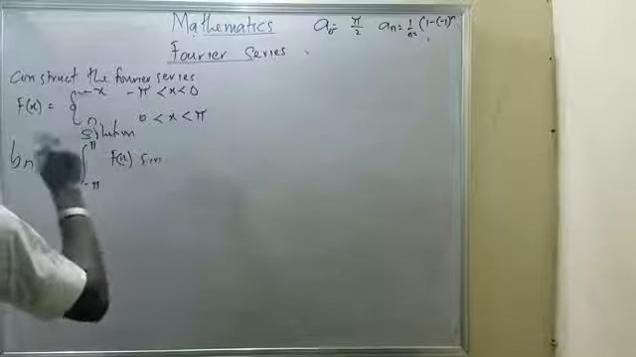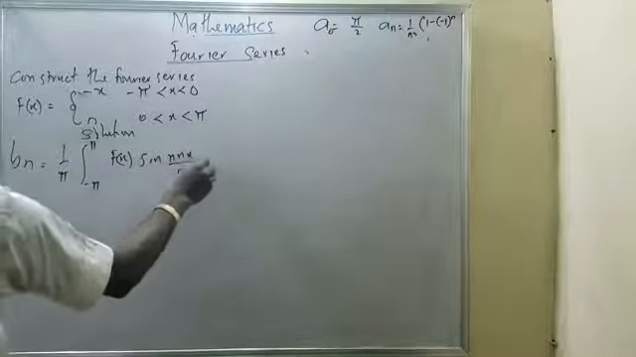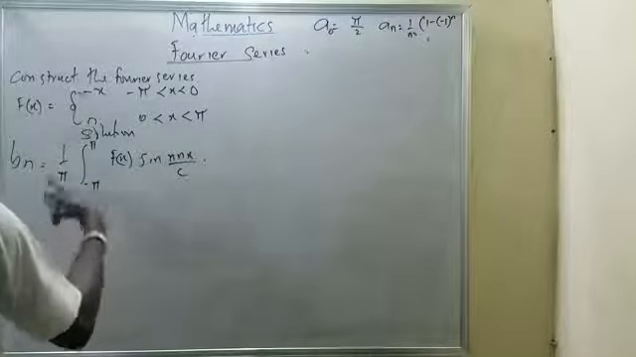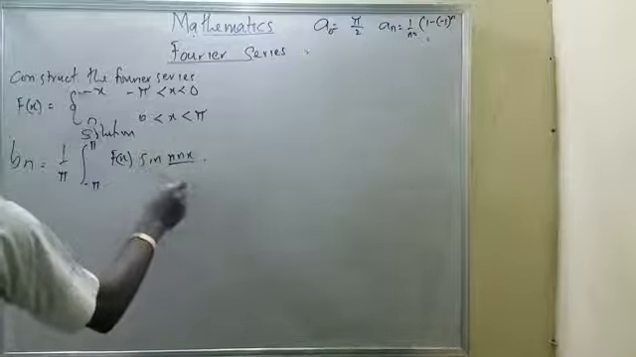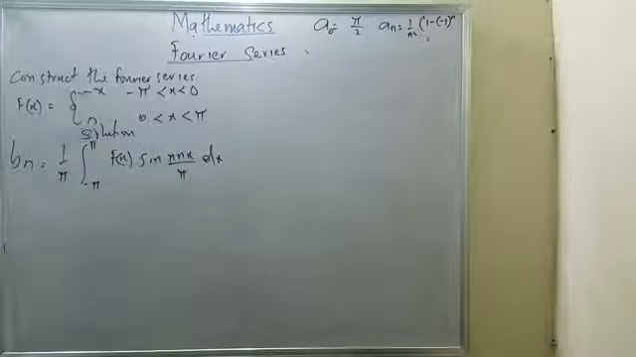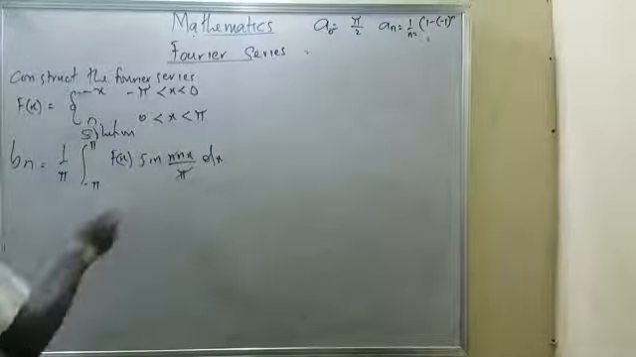sine n x all over pi dx. Now that is the whole function; that is how it comes. Now it means I'll be working on this. Normally this will cancel this.